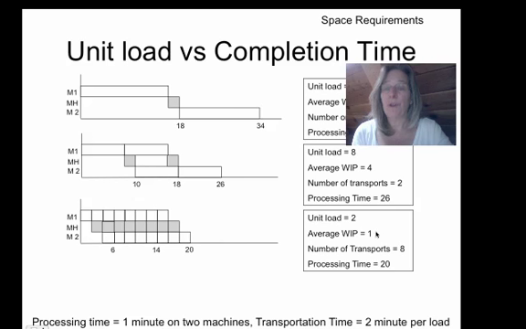So the unit load of 2 gives us an average work in process of 1, because it's either 2 or 0, which is 1. The number of transports now, though, is 8, because we had to transport all 16 units 2 at a time, but the processing time has decreased to 20.